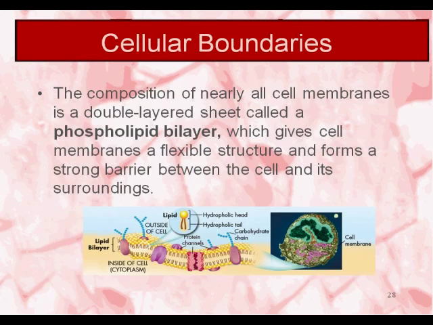The composition of nearly all cell membranes is a double-layered sheet called a phospholipid bilayer, which gives cell membranes a flexible structure and forms a strong barrier between the cell and its surroundings. And you see a picture of that in the diagram at the bottom.